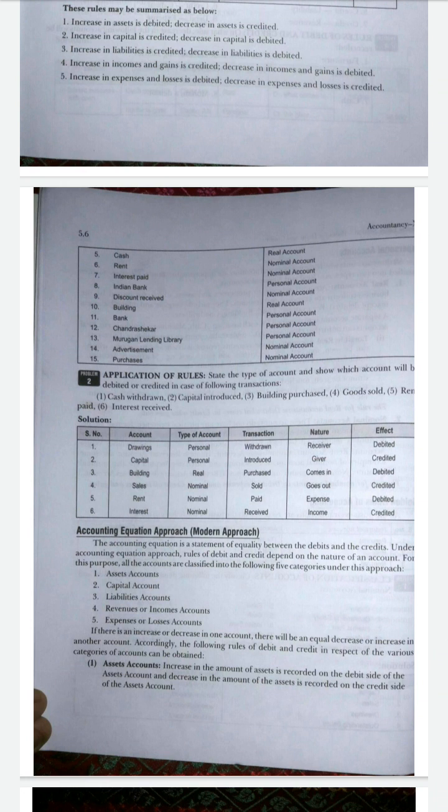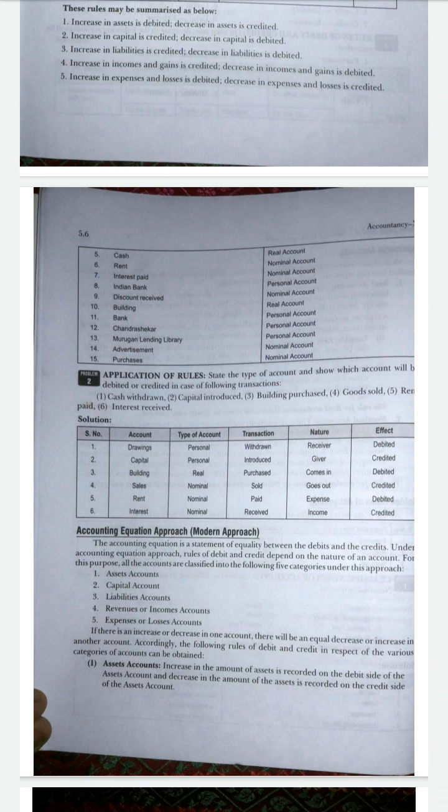See the second one, capital introduced. Capital is an account. What is the type of account? It is also personal. And what is the type of transaction? Introduced. Introduced means the amount is going inside into the business. So what is the nature? Giver. Capital introduced means giver, because it is given by a certain person into the business. You have to think of the rule: debit the receiver, credit the giver. So the giver we have to credit. So the effect is credited.